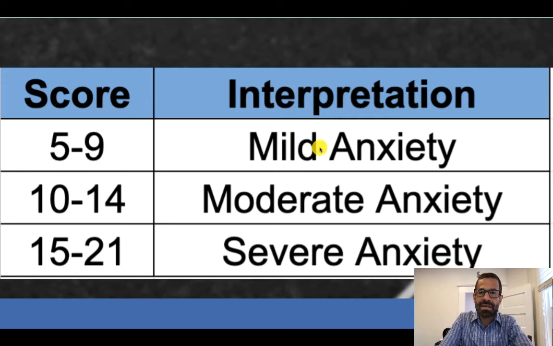5 to 9 is mild anxiety. 10 to 14 is moderate anxiety. 15 to 21 is considered severe anxiety.